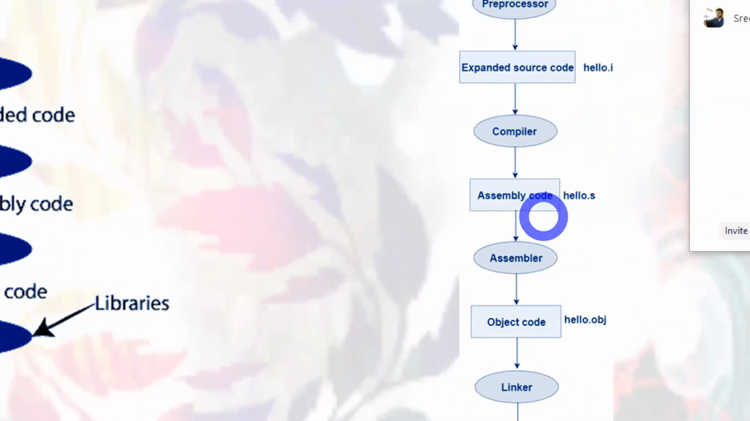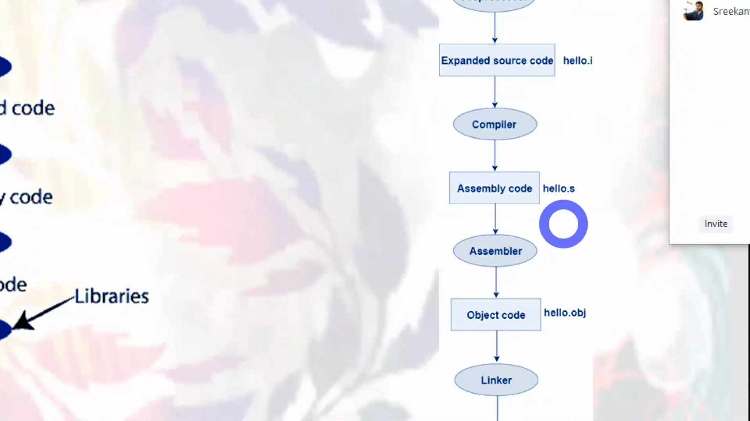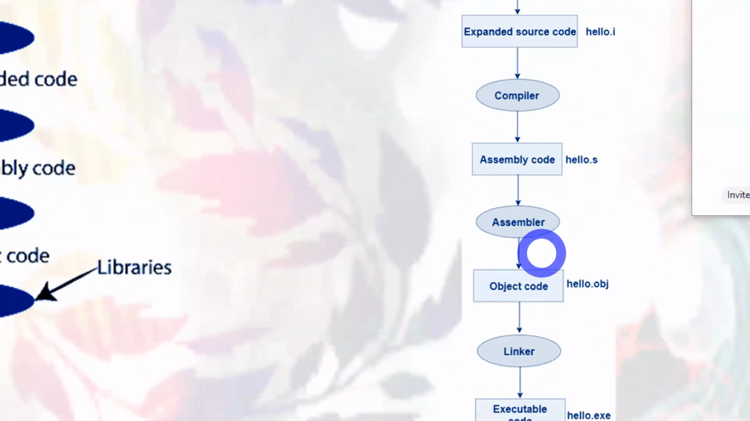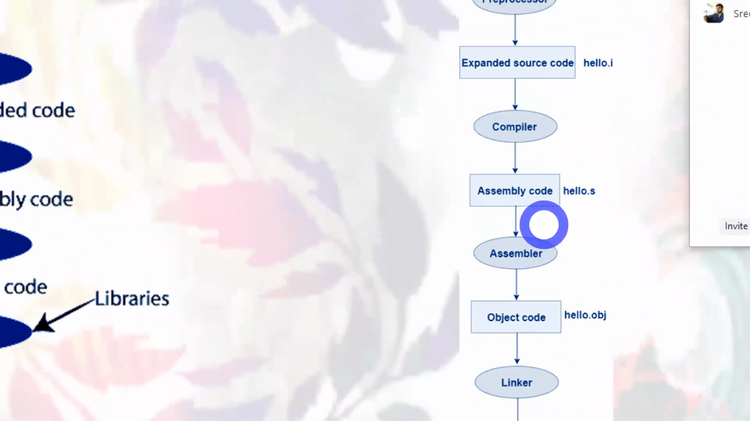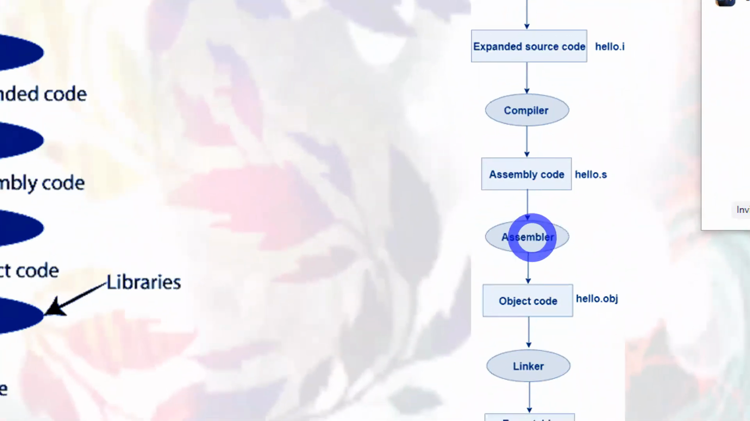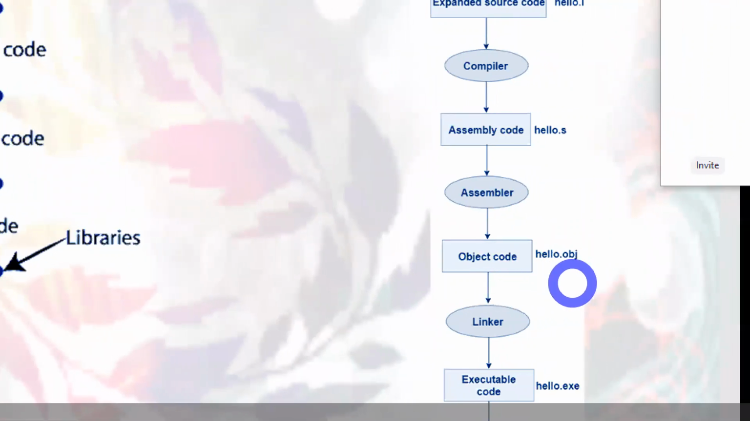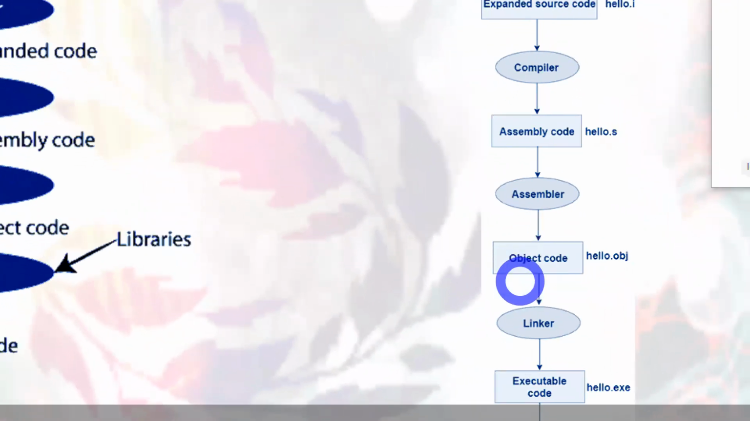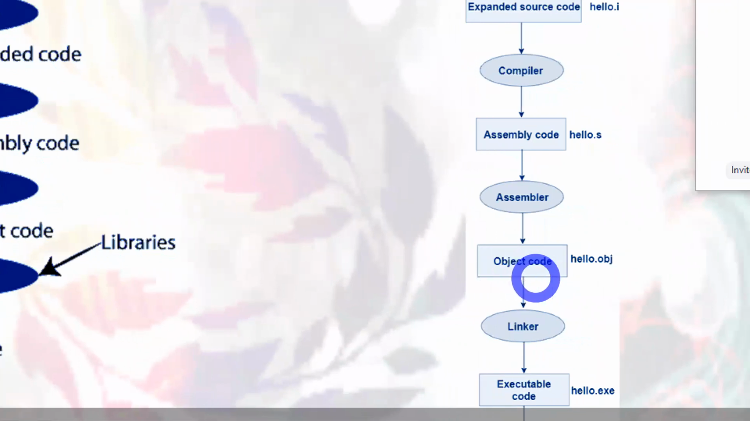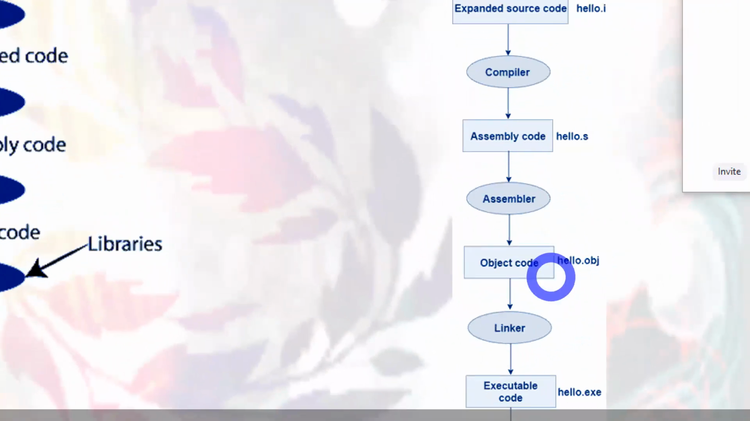For example, assembly code with extension hello.s. Assembler is a language translator, which internally translates this assembly code into object code. It loads the assembly code and translates it into object code. That file is called the hello.obj file. It generates a .obj file. Always remember, this object code is nothing but machine understandable code.